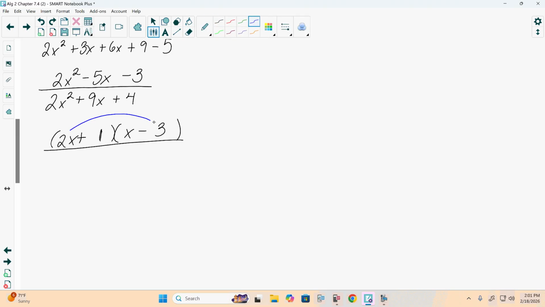2x times negative 3 would be negative 6x. 1 times x is plus x. Negative 6x plus x, negative 6 plus 1 is indeed negative 5. So that is the middle term that we wanted.